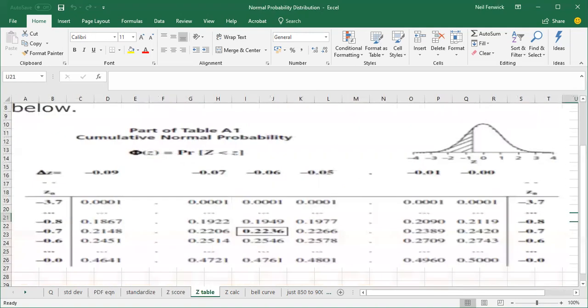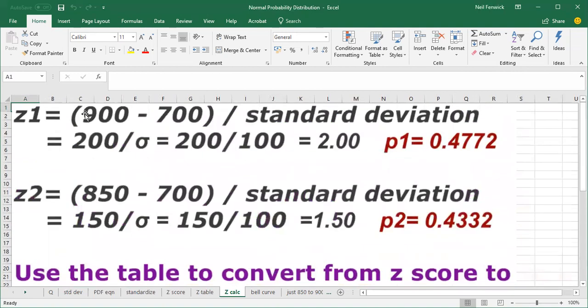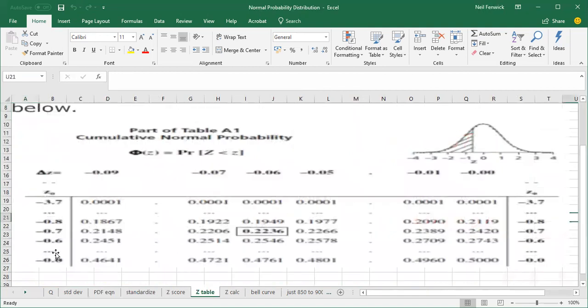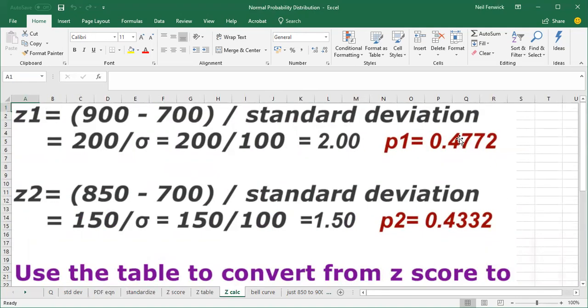So in our case, we have probability between 900 and 850 days. So what we want to do is convert that 900 and 850 into a standardized form based on standard deviation and give us a z-score. So 900 gives us a z-score of 2.0, 850 gives us a z-score of 1.5. If you use the z-score tables to convert your z-score into probability numbers to avoid having to work out this function here, we then end up with these two probability values.